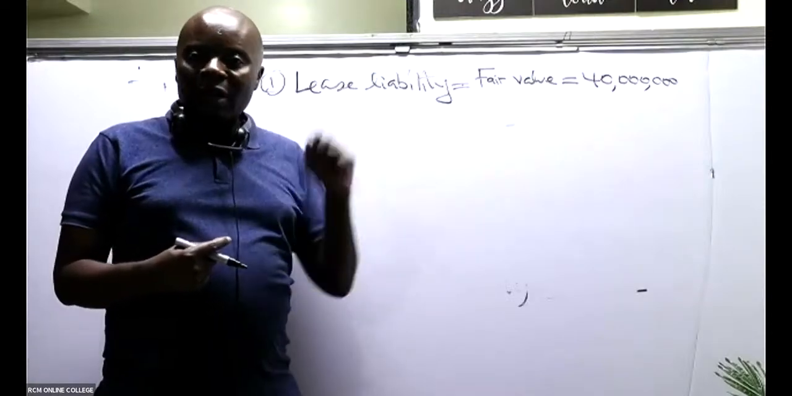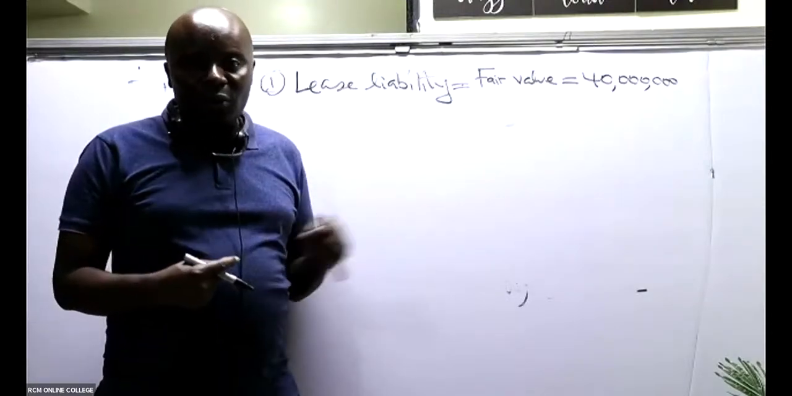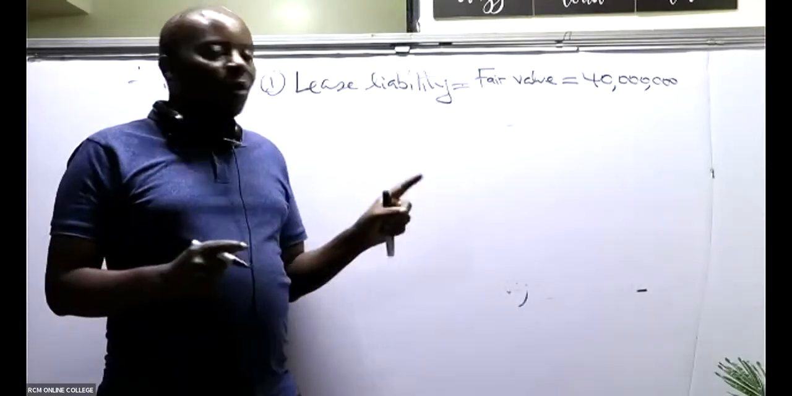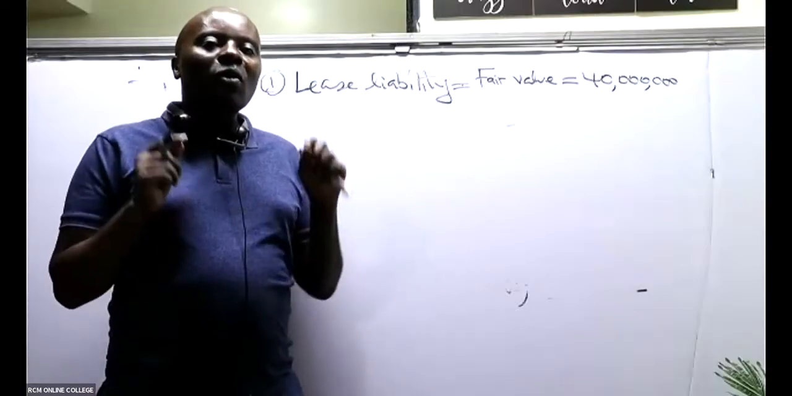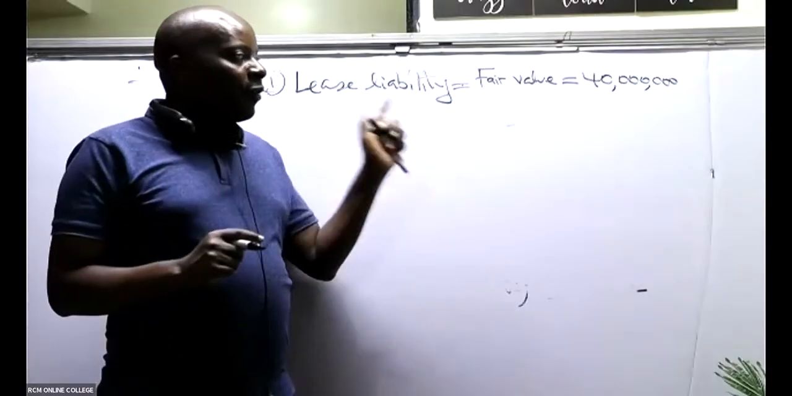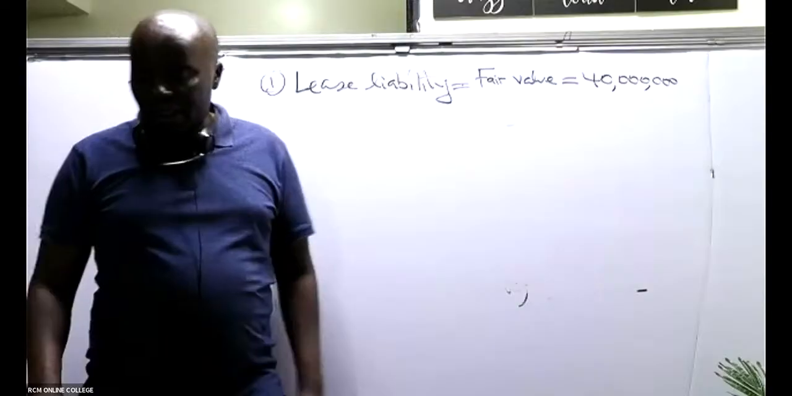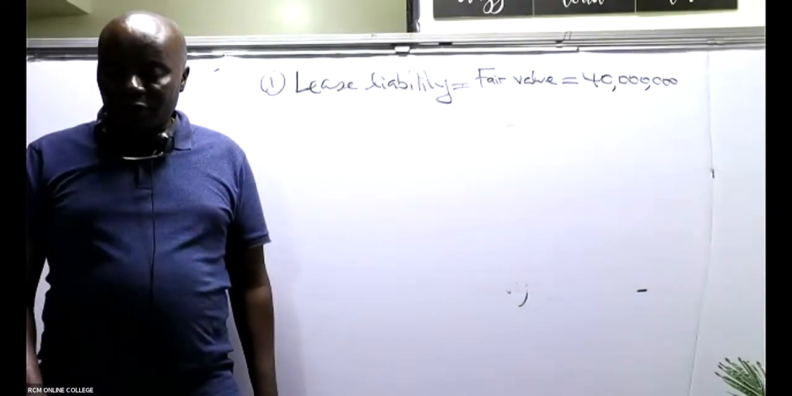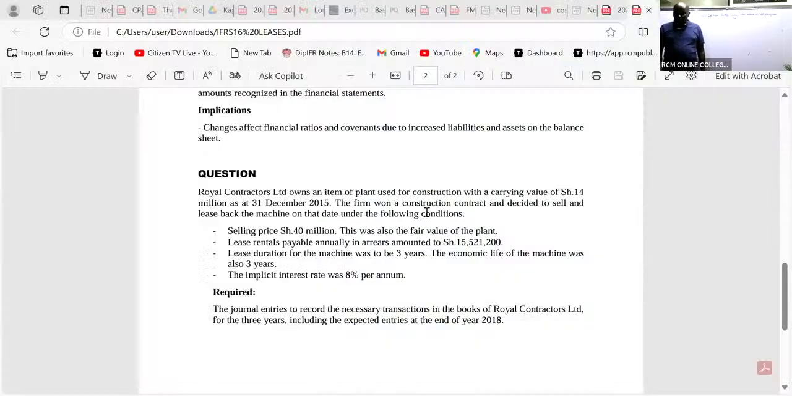Because I've been given fair value, I don't need to discount at all. Because lease liability, which is the present value of all the lease rentals, shall always be equal to the fair value of the asset. Like in this case here, they have told us the fair value of the asset. They have told us here that the selling price, you can see this selling price, 40 million. This was also the fair value of the plant.